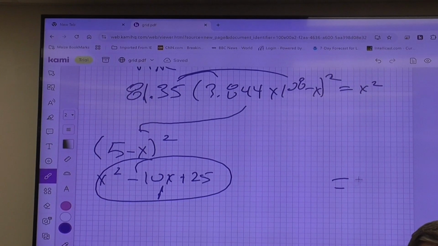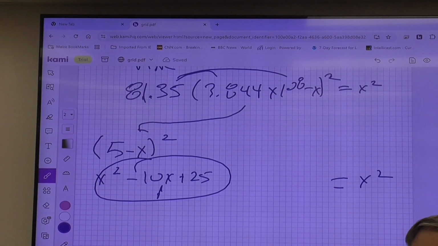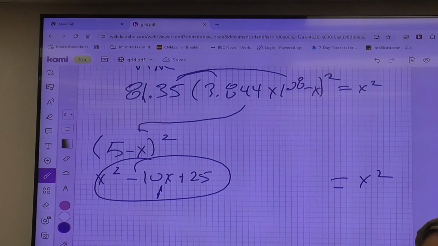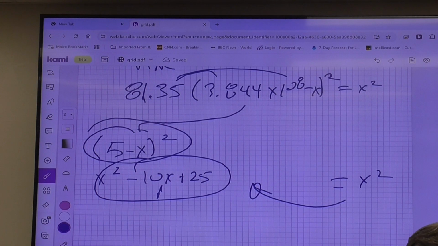But that's still going to equal x squared. Now, eventually you want to use the quadratic formula. To use the quadratic formula, what does one side have to equal? Zero. So then you've got to subtract an x squared over here.